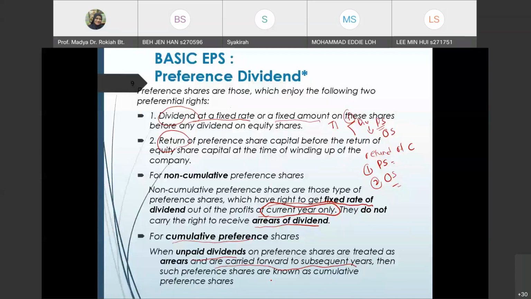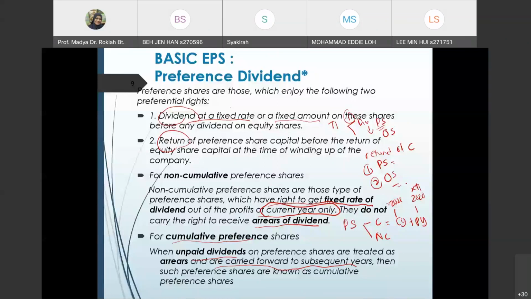For cumulative, they are going to have dividends for the current year and also the prior year. Let's say in the prior year no dividend was paid, so we come to the next year. Let's say the total dividend is 1,000 for the current year, and the prior year also 1,000. Let's say in the year 2020 there is no profit, so no dividend paid. This amount can be carried to the year 2021. Let's assume that in 2021 there is a profit. So in 2021 the preference share is going to receive 2,000 as a dividend.